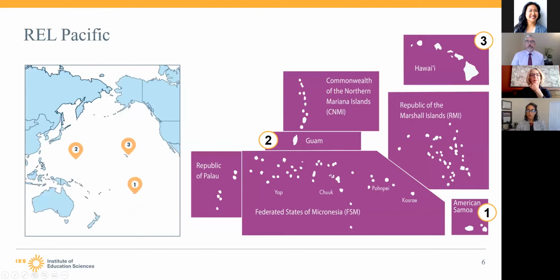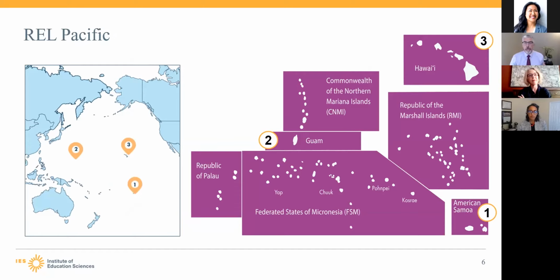The REL Pacific serves educators and school systems that are spread across 5 million square miles, including the state of Hawaii, the U.S. territories of American Samoa, Guam, the Commonwealth of the Northern Mariana Islands, and the island nations of the Federated States of Micronesia, the Republic of the Marshall Islands, and the Republic of Palau.